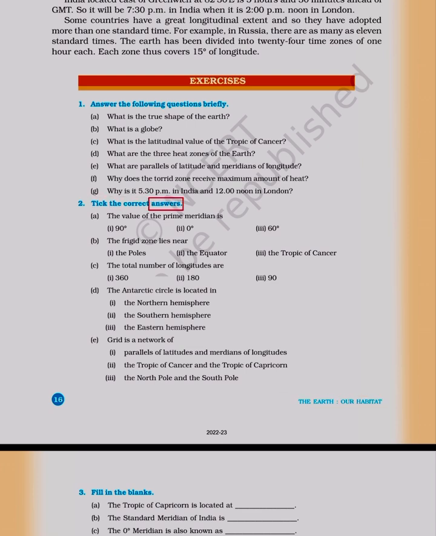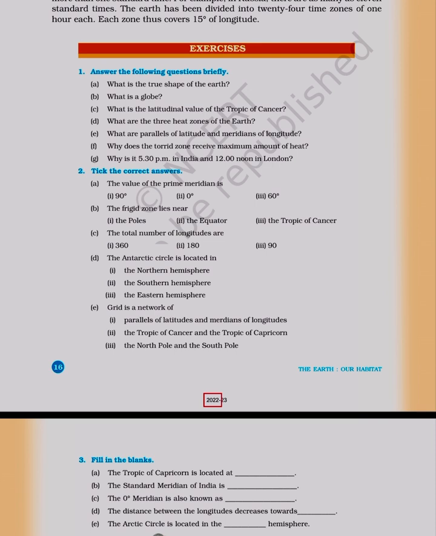2. Tick the correct answers. A. The value of the prime meridian is 90 degrees or 0 degrees. B. The frigid zone lies near the poles or the equator. C. The total number of longitudes are 360 or 180. D. The Antarctic Circle is located in 1. The Northern Hemisphere, 2. The Southern Hemisphere, 3. The Eastern Hemisphere. E. Grid is a network of 1. Parallels of latitudes and meridians of longitudes, 2. The Tropic of Cancer and the Tropic of Capricorn, 3. The North Pole and the South Pole.